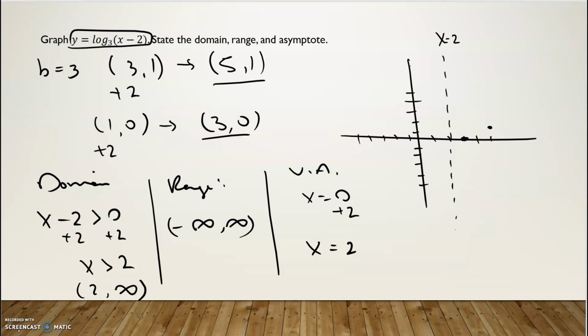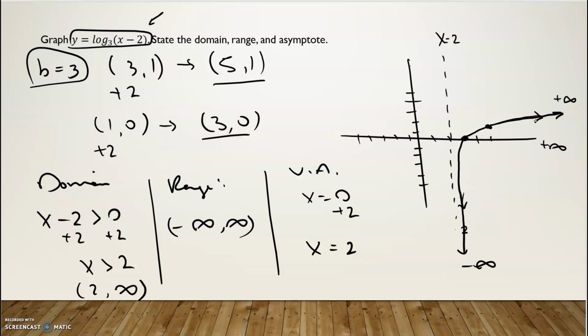Now let's look at b. b is 3, so since it's greater than 1, this is going to be an increasing function. What it should look like is something like this, going through those points. And there it is. So there's our 2 key points. Now the domain goes from 2 to positive infinity, and the range keeps going down to negative infinity for y, and this keeps going slightly up forever to positive infinity. Okay, so everything checks out. So there's our graph of this function.